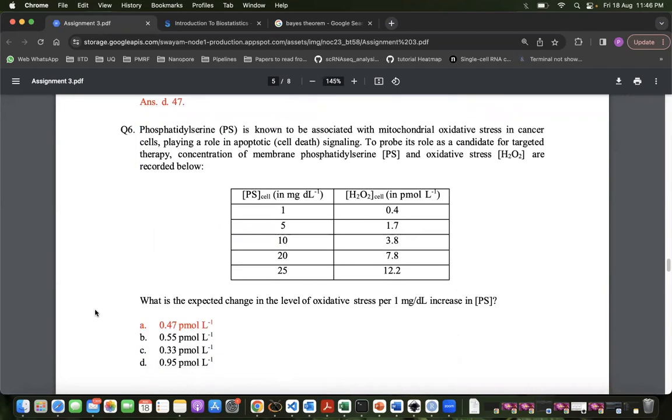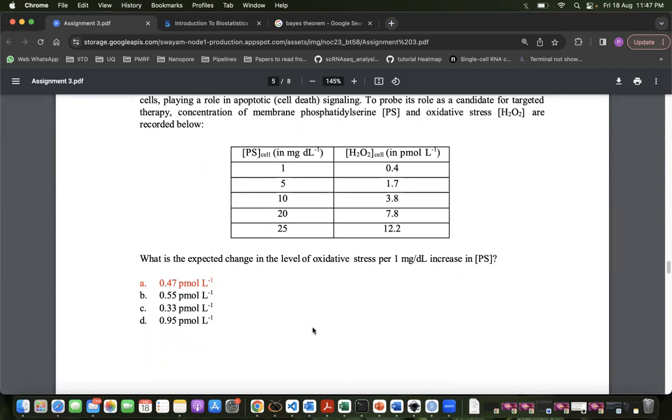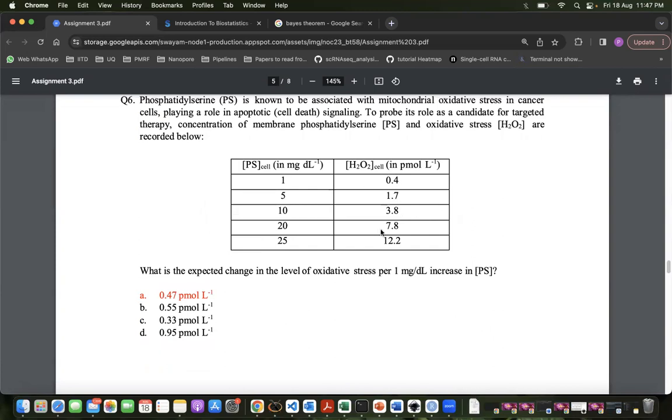So some molecule is known to be associated with mitochondrial stress in cancer cells. It has a role in cell death signaling. To find out its role as a candidate for a therapy, the concentration of this molecule in the membrane and the oxidative stress given to the cells are recorded below. So what is the expected change in the level of oxidative stress per increase in this? So you want to quantify this with an increase in this, right?